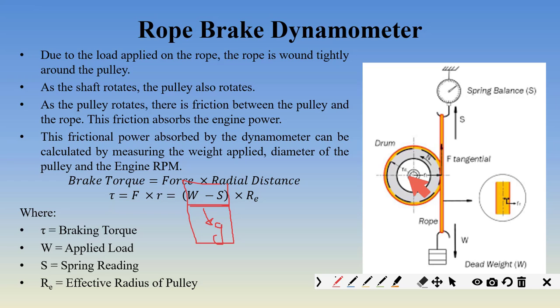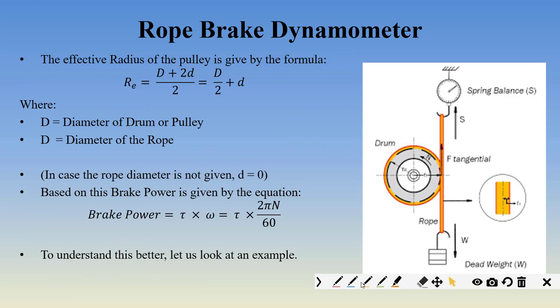And what is the distance? Distance is this radial distance from the center of the pulley to this rope. This is the central distance. And what is this R E? This is the effective distance, the effective radius. What will it be equal to? See, you can clearly see over here. Imagine that this is your pulley, and this is the rope which you have put on the pulley.